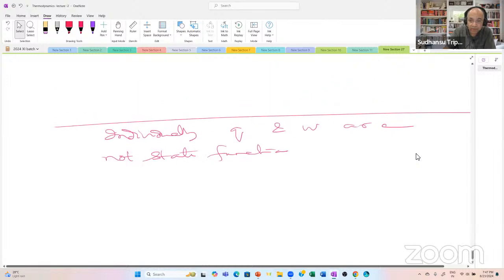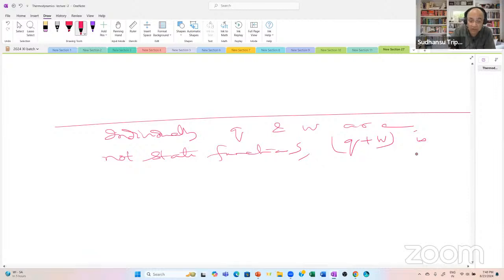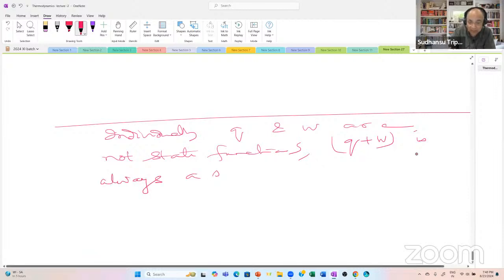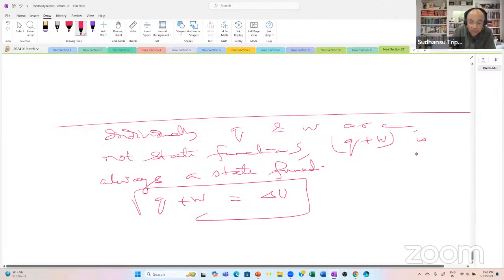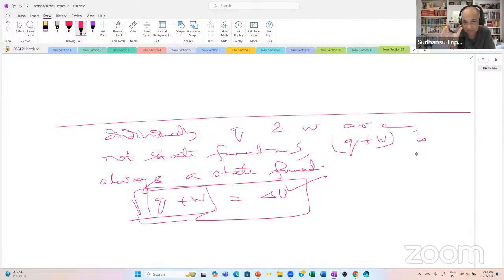But interestingly, the sum Q plus W is always a state function. Why? Because it is equal to the internal energy change, del U. Since U is a state function, the sum of Q and W will be definitely path independent. The sum is a state function. But independently, Q and W are not state functions. Only adiabatic work done is a state function, and isochoric heat transferred is a state function.